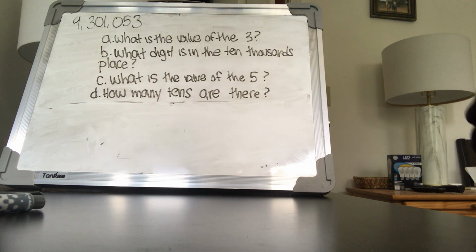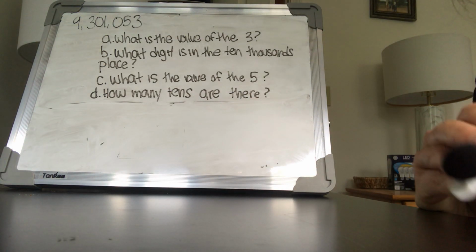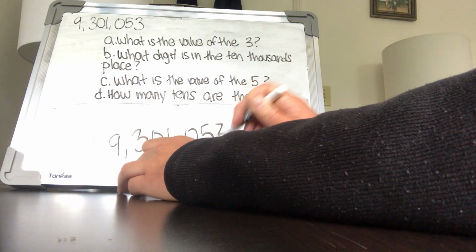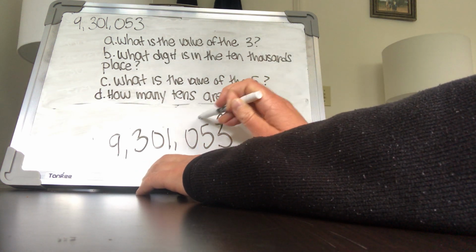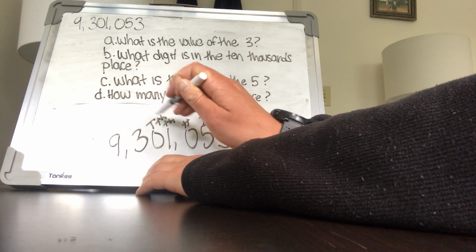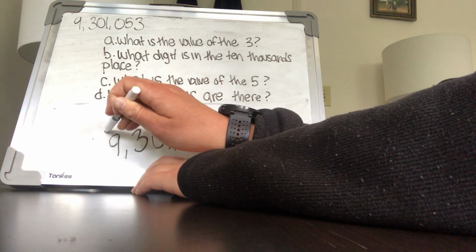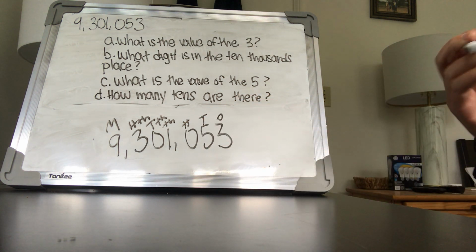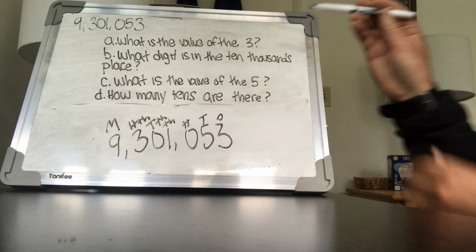Okay. So whenever I have a place value problem like this one, I usually like to make sure that I've already proactively labeled each of the digits to save me time later on. So I'm going to rewrite my number right here so it's really easy to label. And I'm just going to start from the ones place and label. This is the ones place, tens, hundreds, thousands, ten thousands, hundred thousands, and millions. This number is 9,301,053. Okie doke. So the first question says, what is the value of the 3?